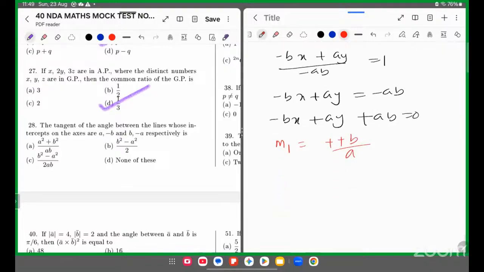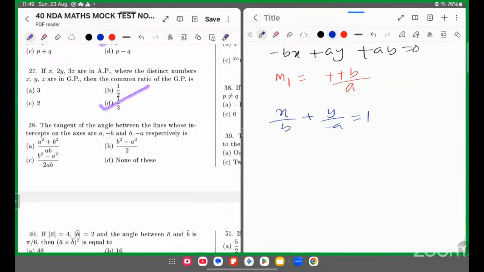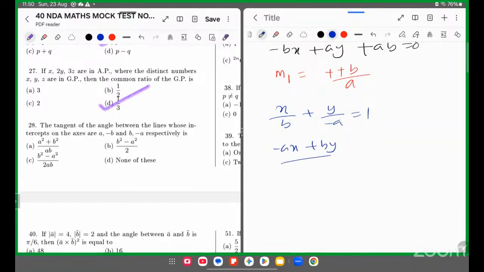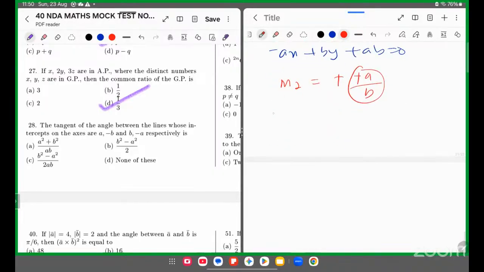M2 similarly I can calculate. x upon b plus y upon minus a equal to 1. So minus ax plus by minus ab equal to 1. So minus ax plus by plus ab equal to 0. So m2 becomes minus a by b. So angle between, tan theta equal to m1 minus m2 by 1 plus m1 m2.